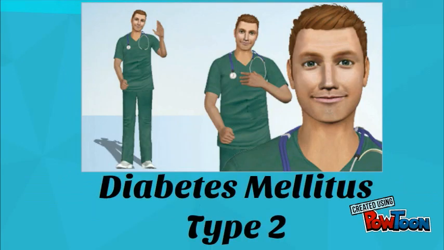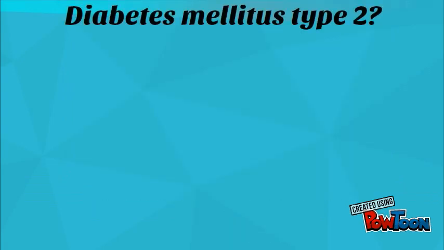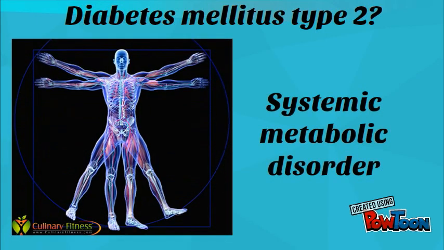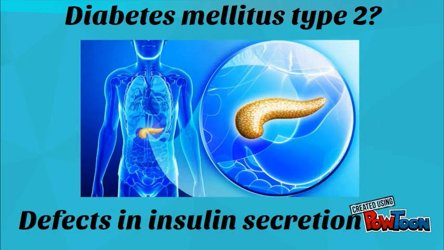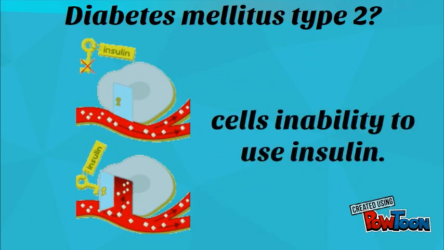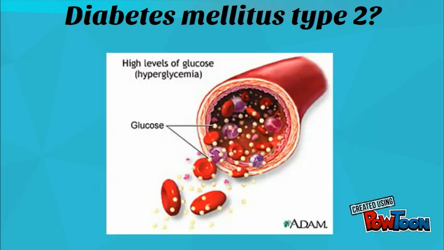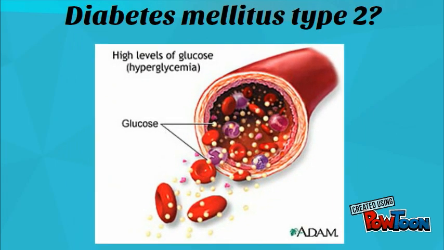Diabetes mellitus type 2. But what is diabetes mellitus type 2? It is a systemic metabolic disorder resulting from defects in insulin secretion by the beta cells in the pancreas and the inability of the body cells to use insulin. This results in greater than normal amounts of glucose in the bloodstream.